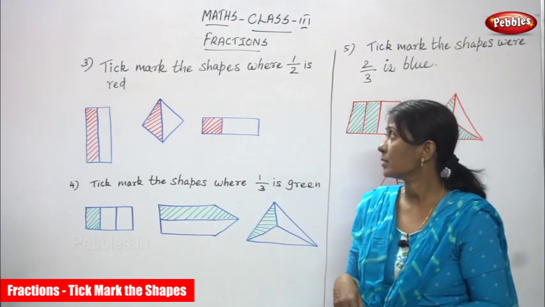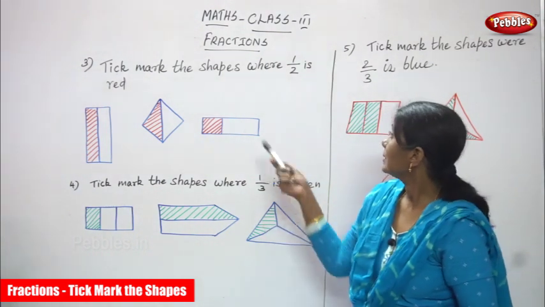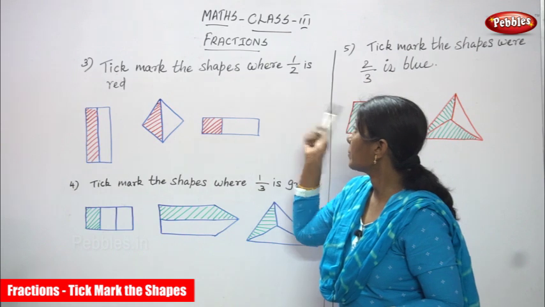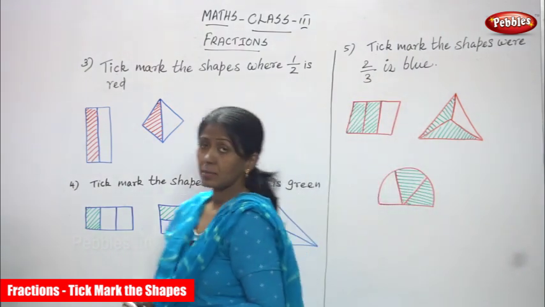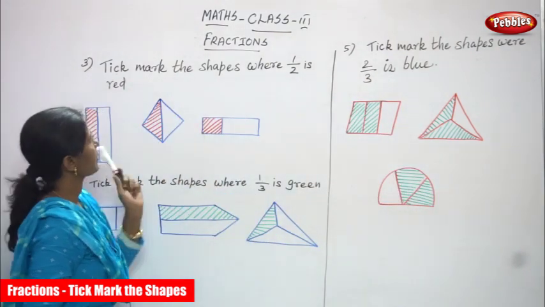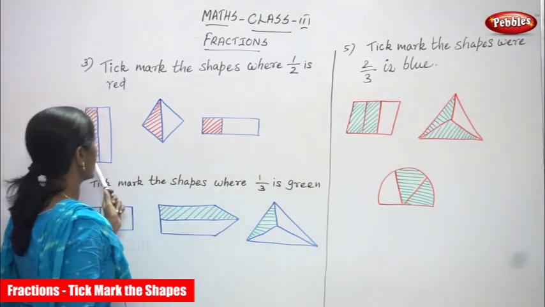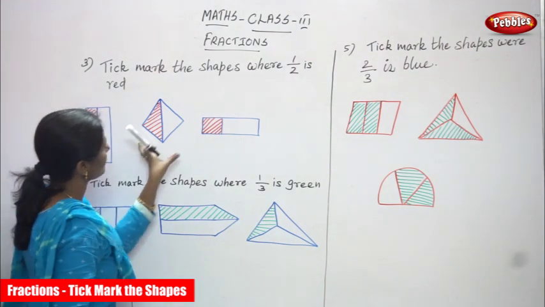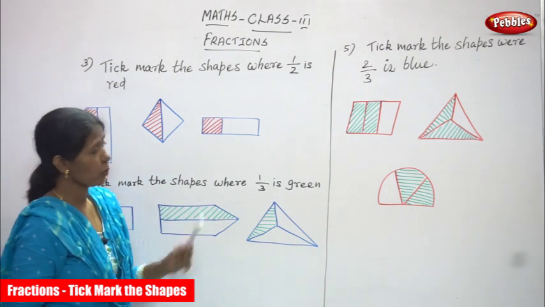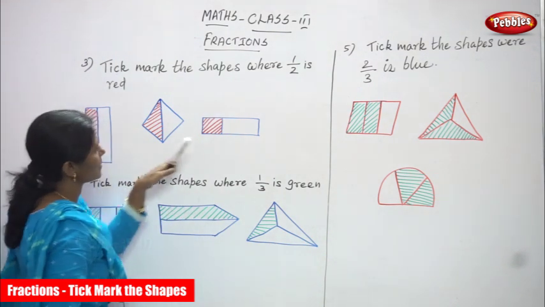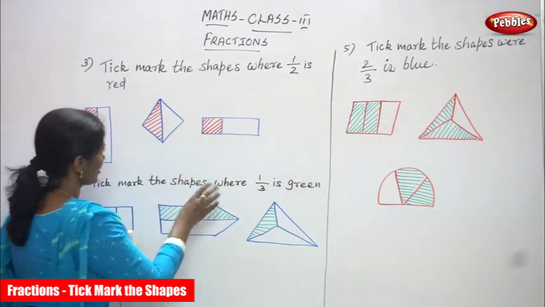So now we are going to see the third sum, that is, tick mark the shapes where 1 by 2 is red. Okay, tick mark the shapes where 1 by 2 is red. What is this? A rectangle. This is a triangle, and this is also a triangle, but it is in a vertical size, and this is in a horizontal direction.